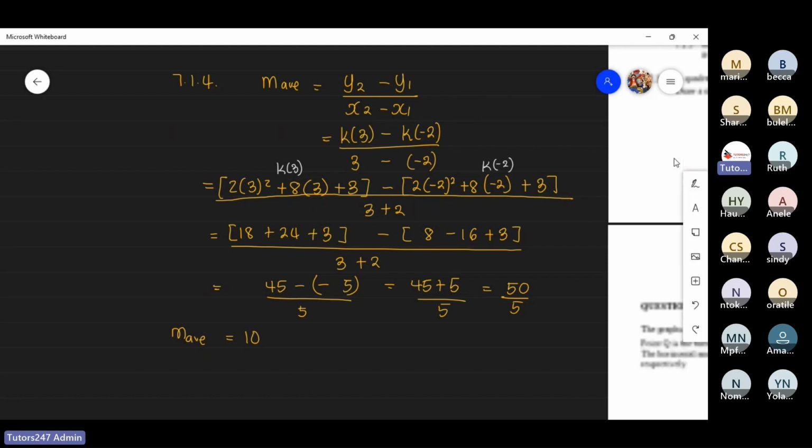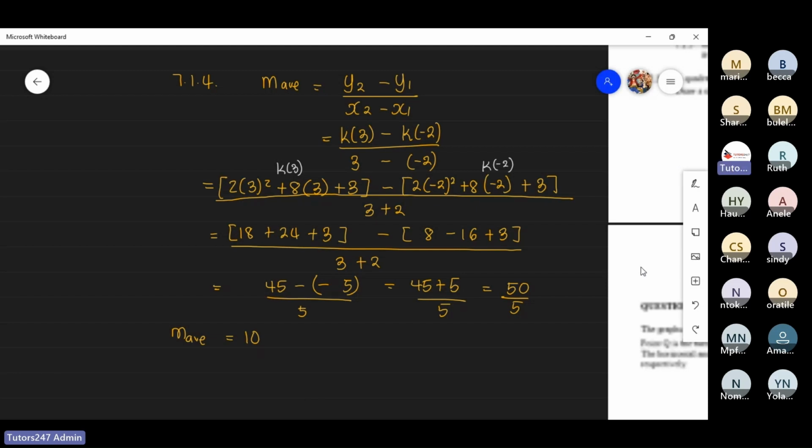So all you now needed to do was find the average gradient between 2 points. Whenever you find the average gradient between 2 points, all you need to do is calculate the change in y over the change in x. So identify which is your x1 and y1, identify which is your y2 and your x2. Once you've identified those values, you can substitute them into the equation and simplify.